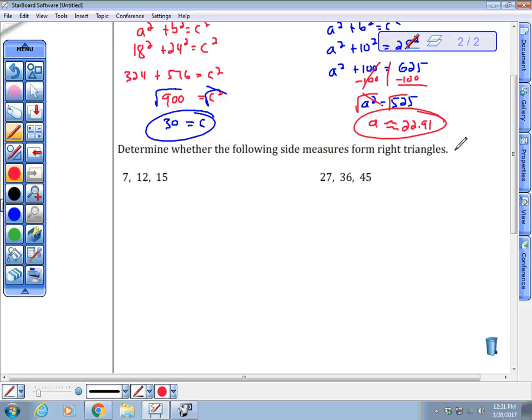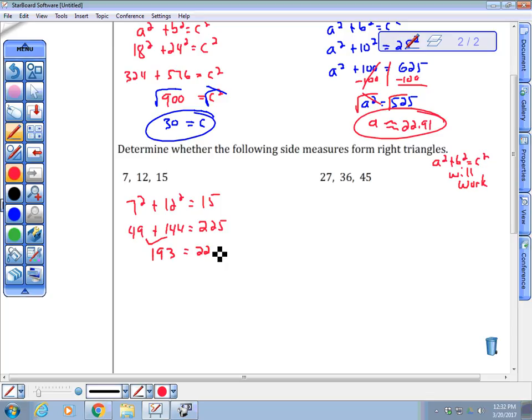Okay, to determine if these form right triangles, that means A squared plus B squared equals C squared will work. So we're going to go 7 squared plus 12 squared equals the C value squared. So I'm going to get 49 plus 144 equals 225. This gives me 193 when I add these together, equals 225. That's not true, and since it's not true, then it's not a right triangle.